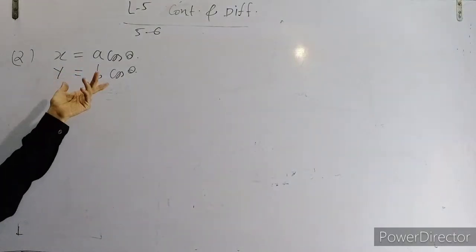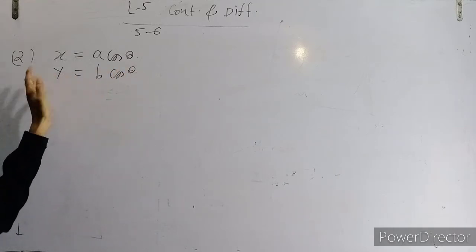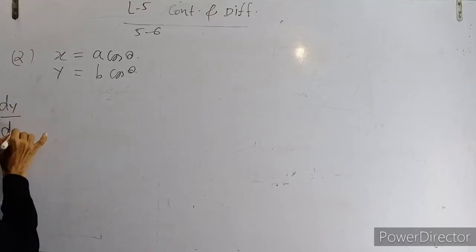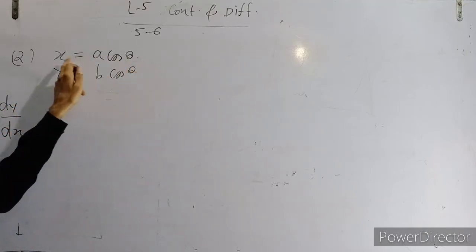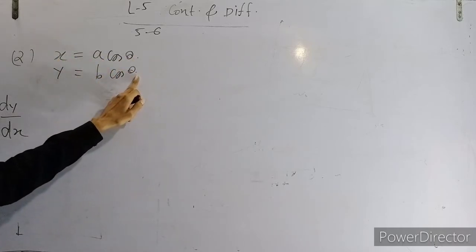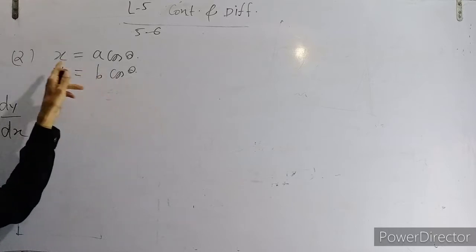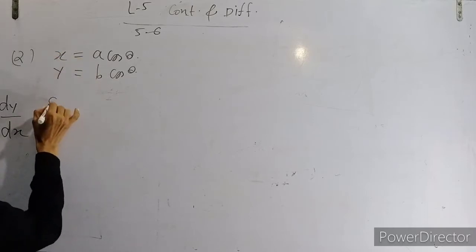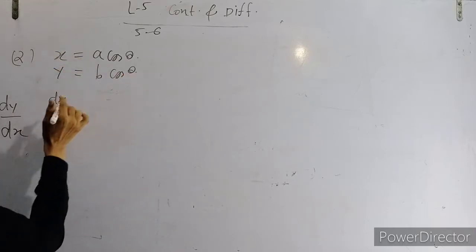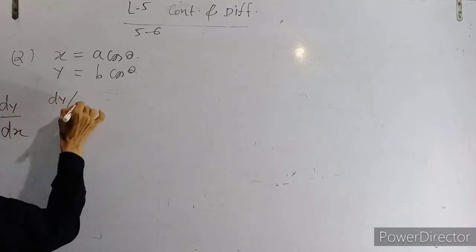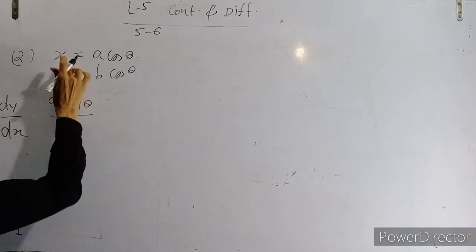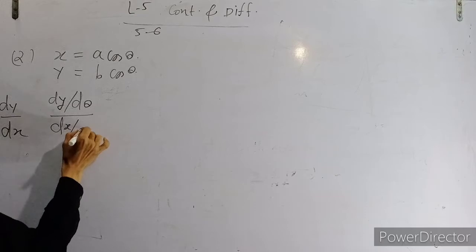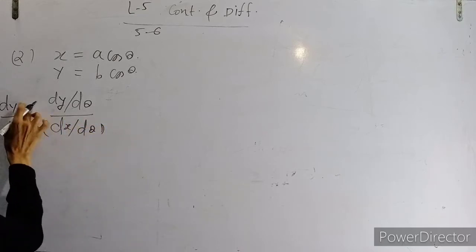Without eliminating theta, we have to find dy by dx. You already know, we have to find dy by dx, and the third variable is theta. x is related to theta, y is also related to theta, so the common variable is theta. Now differentiate both with respect to the third variable. So differentiate y with respect to theta, that is dy by d theta, and x will come in the denominator, differentiate x with respect to theta. In this way you can find dy by dx.